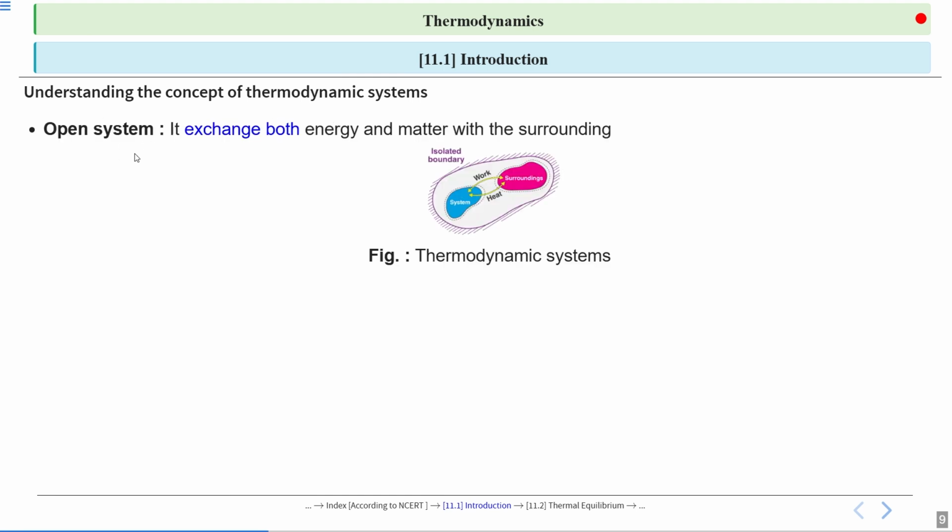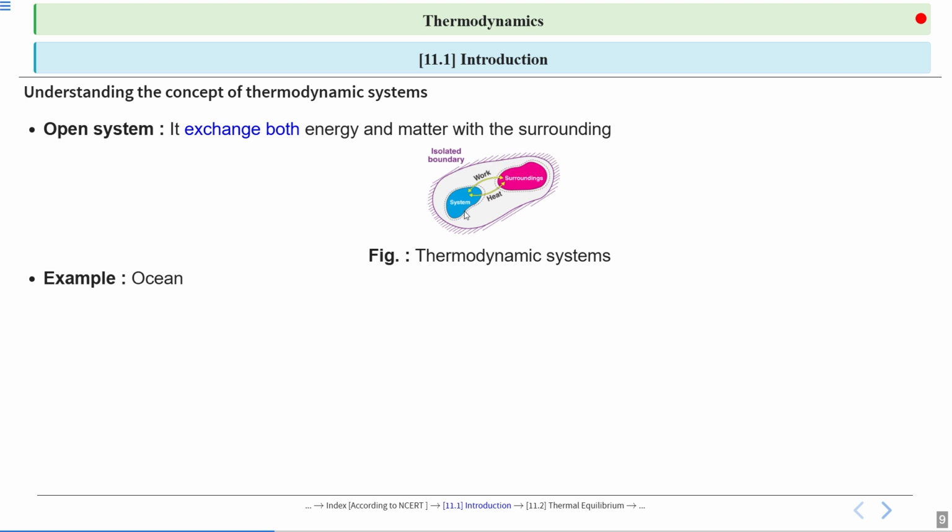First, open system. In this system, the exchange of energy and matter with surroundings is possible. Look at the figure. We have a boundary, and this one is the system, and this one is the surrounding. If our system is an open system, in that case, both energy and matter are exchanged.